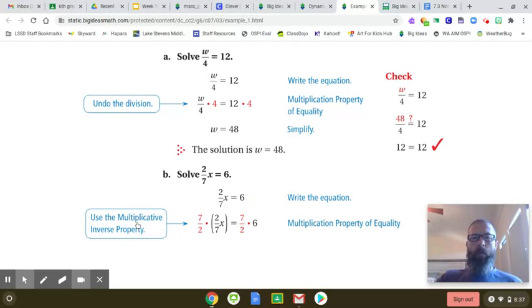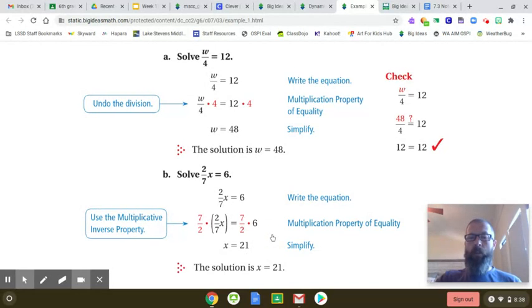So now we're going to use the multiplicative inverse property and multiply times the reciprocal. Okay, 7 over 2 times 2 over 7 equals 14 over 14, which is just 1, right? So that's going to leave me with just the x on this side. And 7 over 2 times 6, remember you're going to make this 6 over 1. You end up with 6 times 7 is 42 over 2, which is actually 21. 42 over 2 is 21 because you divide.